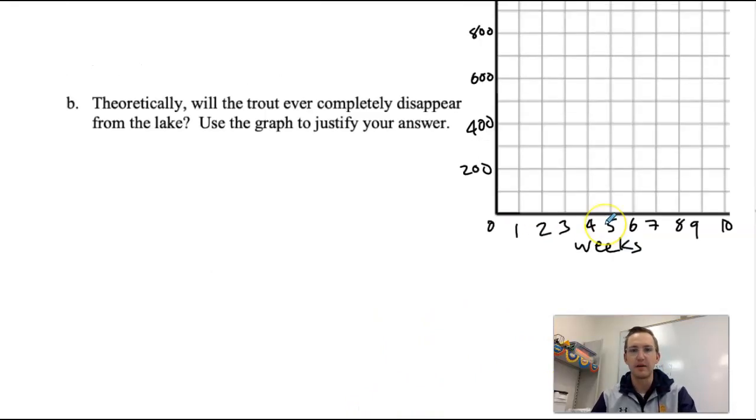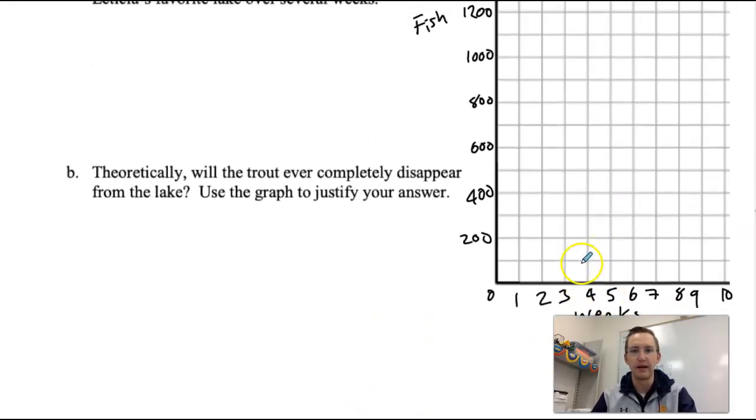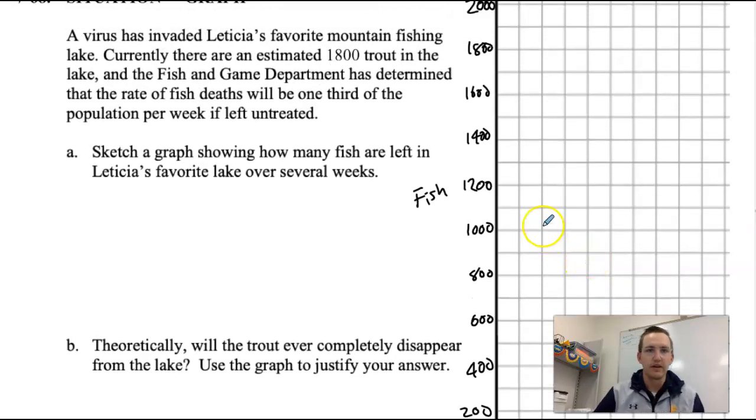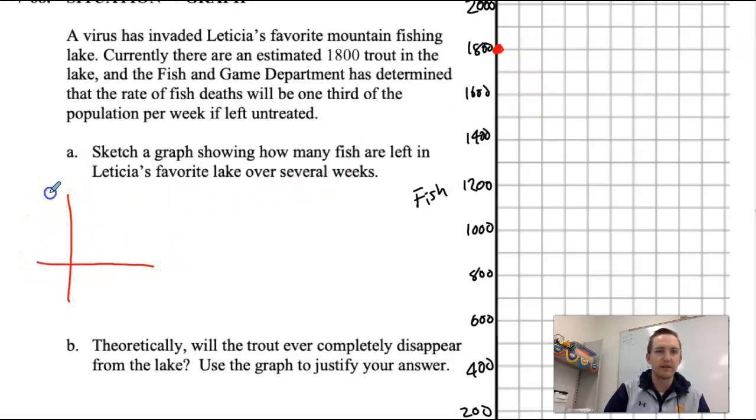So number of weeks on the bottom, number of fish on the left-hand side of the y-axis, weeks on the x-axis. So again, we know we start with 1,800 trout. So I'm going to put that dot right here. That's our starting point. And then we know that we're going down by 1/3 of the population every single week if we're left untreated. So we know our graph, if I just sketch very roughly, is going to look something like this for an exponential decay function or decreasing function.